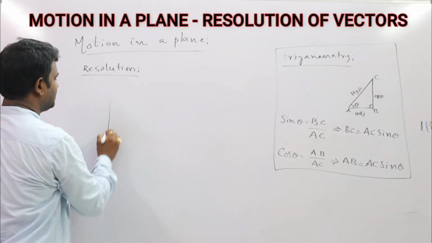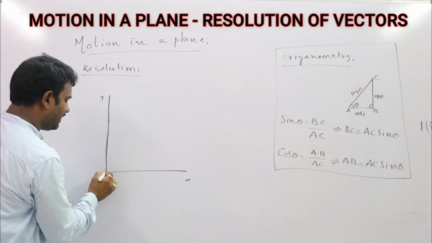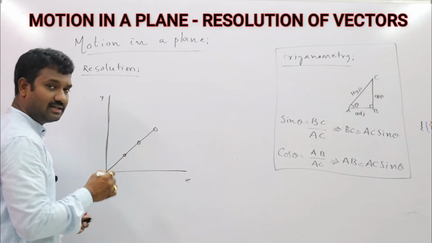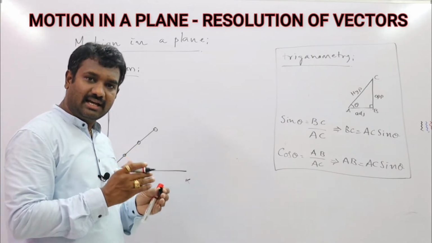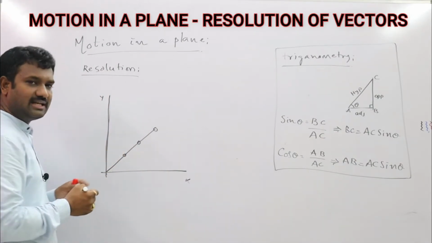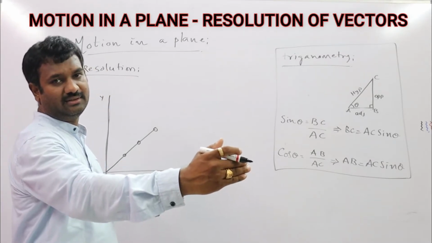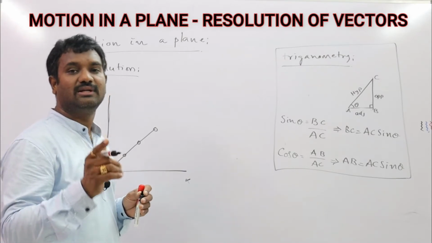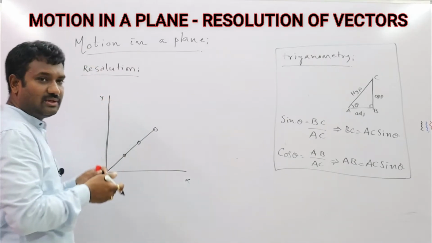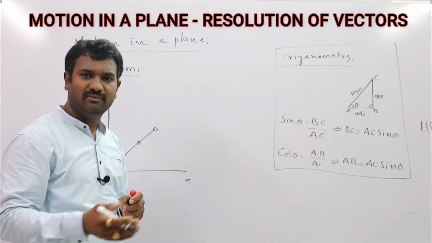See, if this is the x-axis and this is our y-axis, and an object is moving like this, its motion is along the x-axis as well as along the y-axis simultaneously. How far it moved along the x-axis is known as our x component. How far it moves along the y-axis is known as our y component. X component and y component.